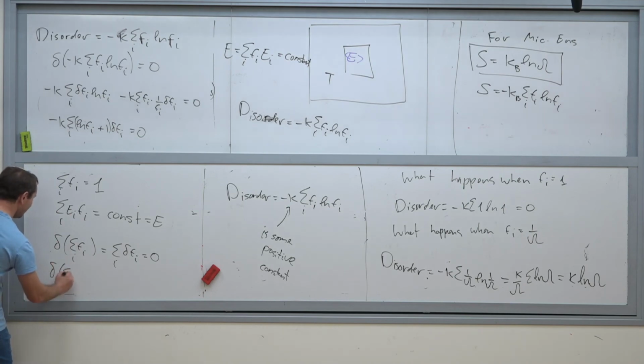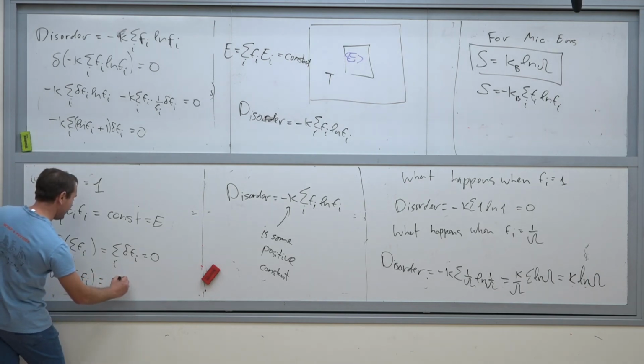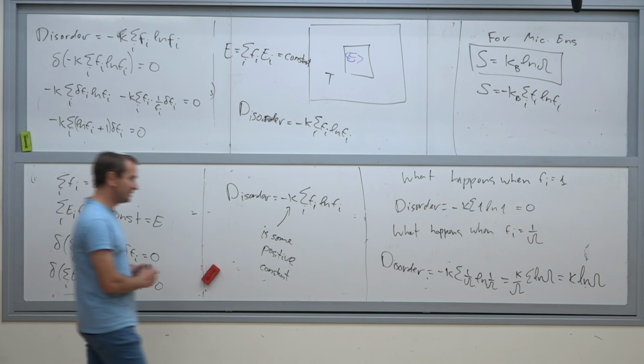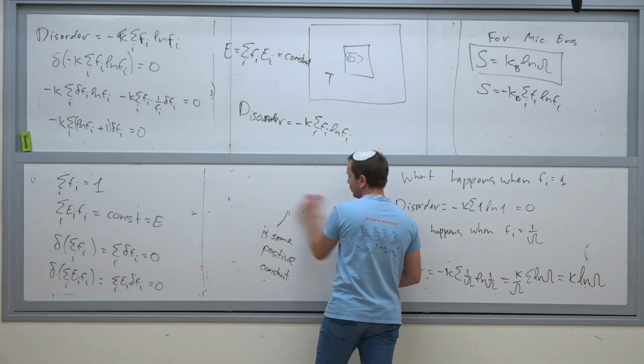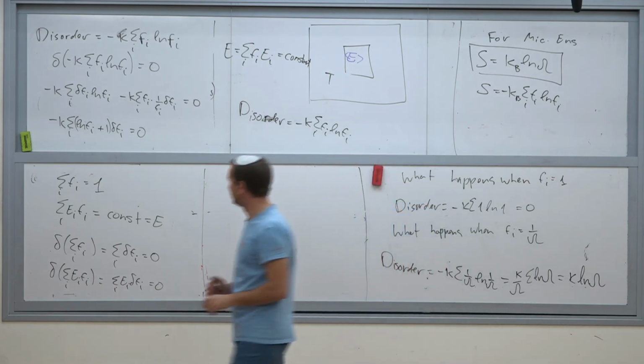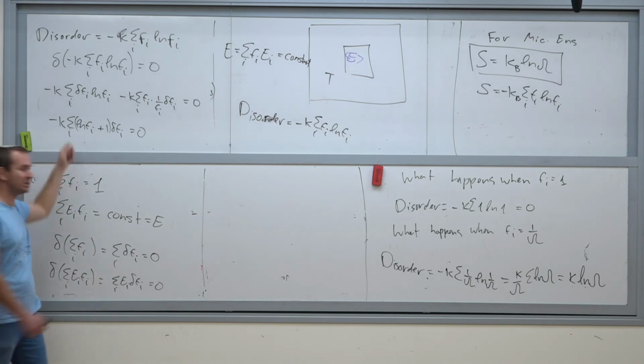So the delta of sum of I, ei, fi equals the sum of I, ei, delta fi, and it equals 0 because it's always constant. I just have taken a derivative of the constant. I can use the language of Lagrange multipliers. What is the language of Lagrange multipliers? Instead of solving this equation under those two constraints, I'm going to directly introduce the constraint into this equation and solve it without any constraints.